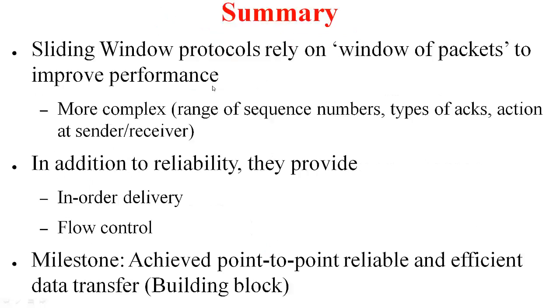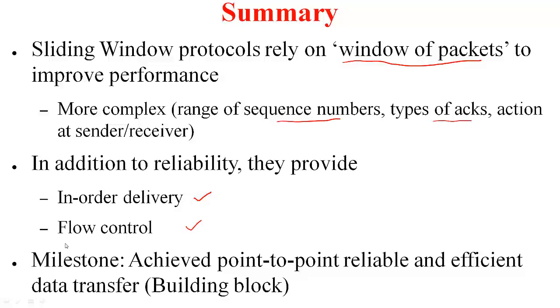So here is a summary of what we learnt in this video. Basically, stop and wait doesn't perform well, so we relied on windows of packets to improve performance. These are the sliding window protocols. These are definitely more complex. You have to handle a range of sequence numbers, there are different types of ACKs, and the actions at sender and receiver in response to events can also be quite complex. In addition to reliability, these protocols can also provide in-order delivery as well as flow control.